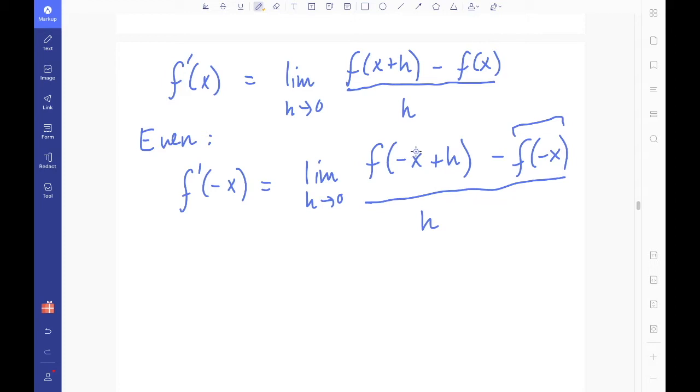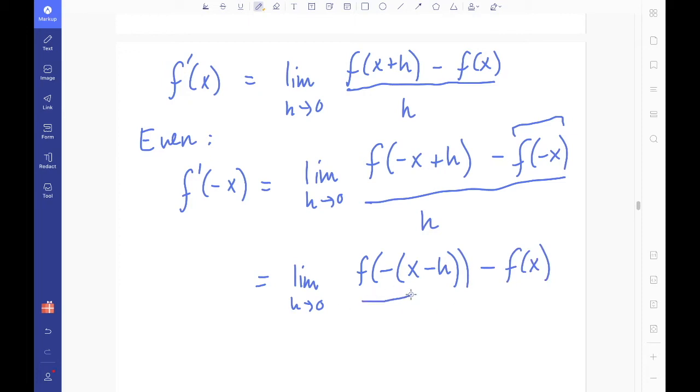And maybe we could write this a little bit differently as well. So if I write this as still the limit as h approaches 0 of f of minus x minus h, and then that just becomes minus f of x, all over h. So again, here we've got a negative of something inside my function. That means that it's just the same as f of x minus h.